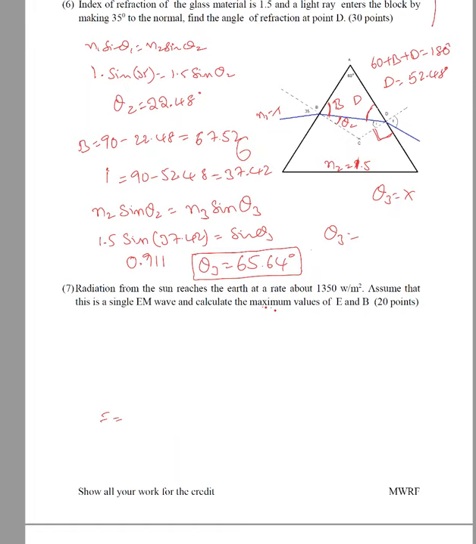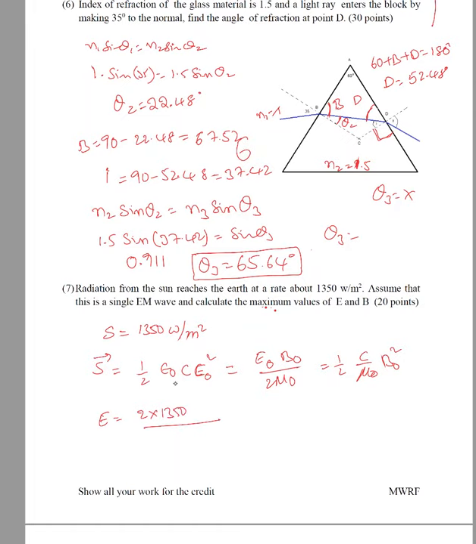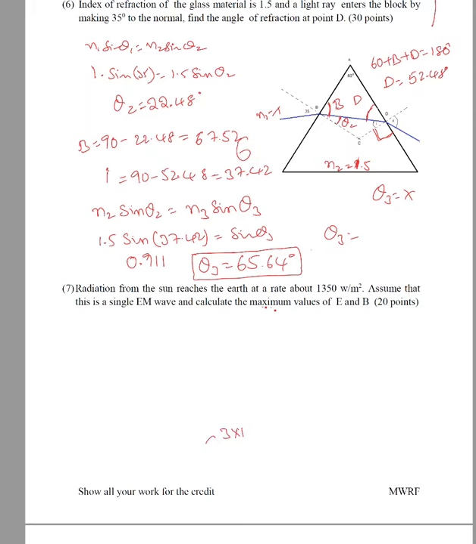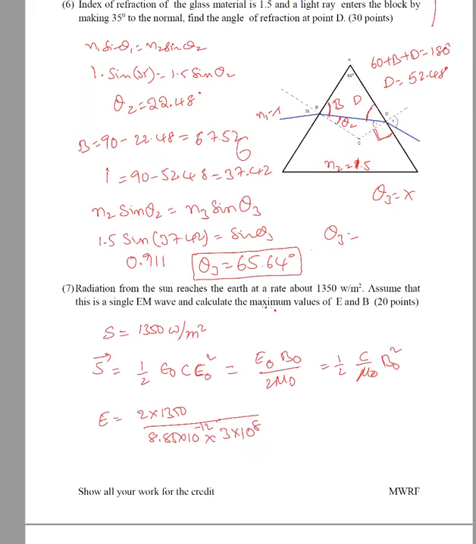So E equal to square root of 2 times 1350 divided by epsilon naught, which is 8.85 times 10 to the power of negative 12, and C value is 3 times 10 to the power of 8. Okay, E equal to, I found that value as 1008.4 volt per meter.